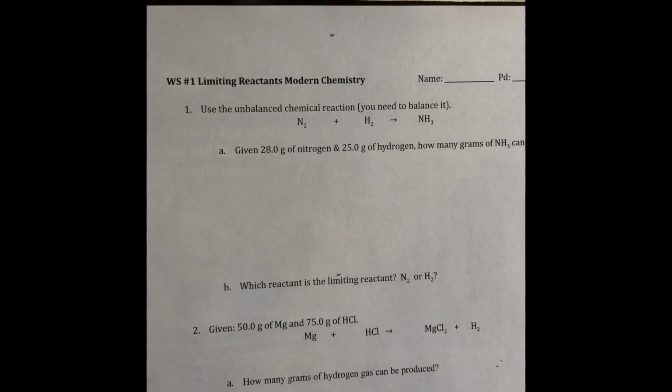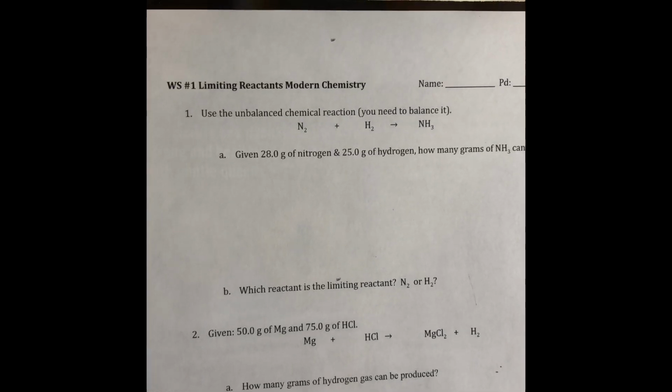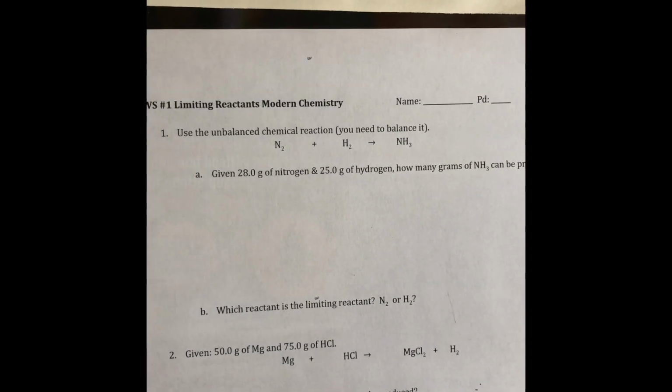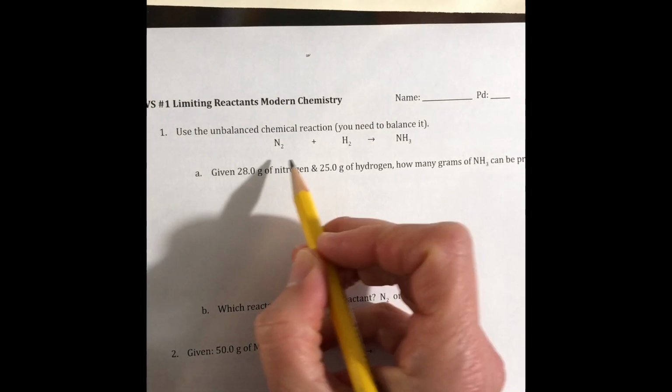This is worksheet number 1, limiting reactants in modern chemistry. I'm going to work through this one for you. Question 1 says the unbalanced chemical reaction, and you need to balance it. So let's balance it first before we ask the question.